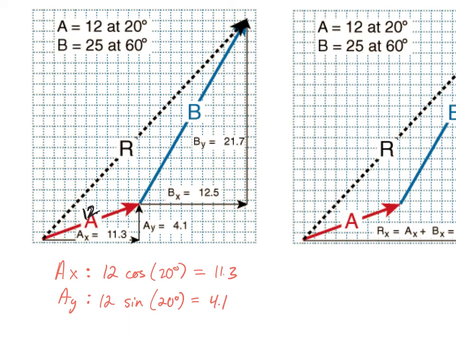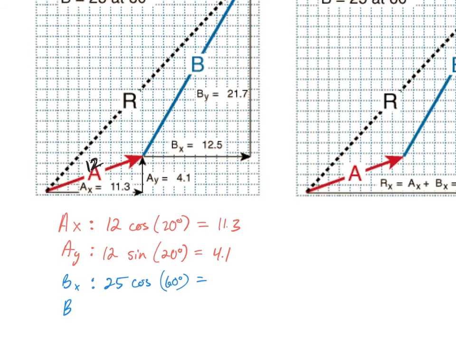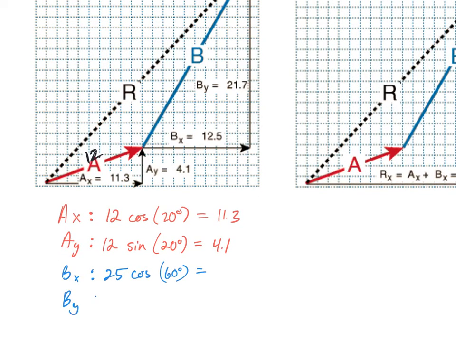For the B vector, we would do the exact same thing. We take the length of vector B, which is 25. So instead of 12, we use 25. And then instead of 20 degrees, we use 60 degrees. I'm going to quickly do that because this is pretty easy now that we've done it once. So the length is 25 times the cosine of the angle, which is 60 degrees. And then vector component BY is 25 sine of 60 degrees.